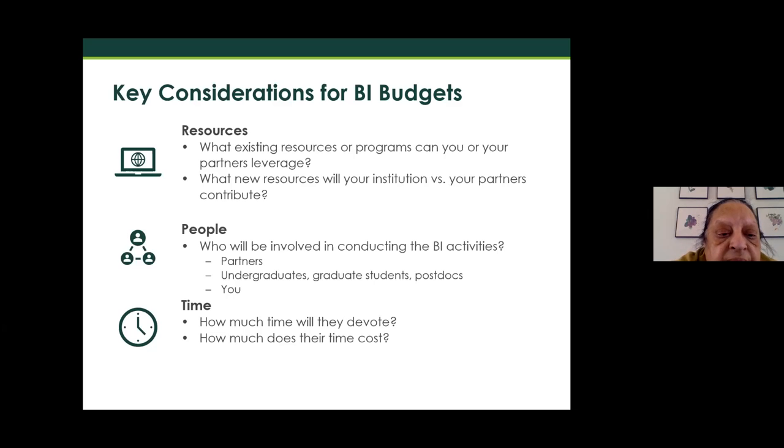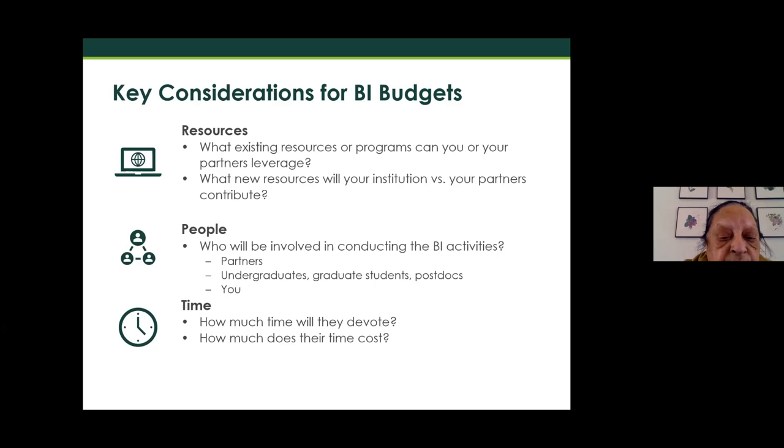You need to think about what resources your institution can provide, and also what your partners in this activity might be able to provide. But keep in mind, for example, when you're working with K-12 audiences, the school systems, especially Title I schools, are pretty resource poor. You might have to provide all the resources to do activities in such areas. These are things you should keep in consideration when you are developing your budget.